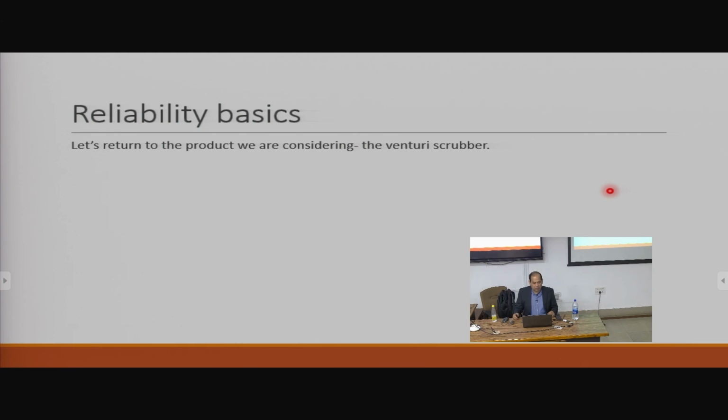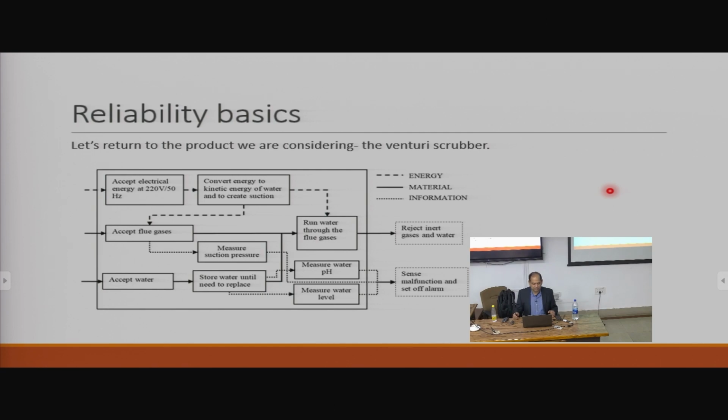Okay, so we will return to our Venturi scrubber. Now within this, here's the functional diagram. I like to remind people of the functional diagram here. And then let's say we're interested in the reliability of this subsystem, in particular the Venturi of the subsystem, right? So we're intentionally starting at the component level. Here we were using a Venturi, and we are interested in the reliability of this Venturi because, of course, if it breaks, then the system breaks, right?